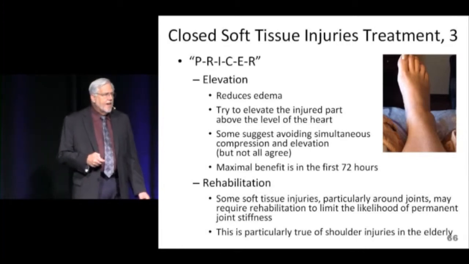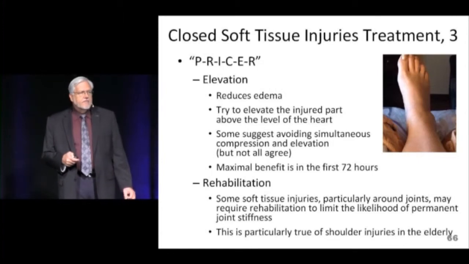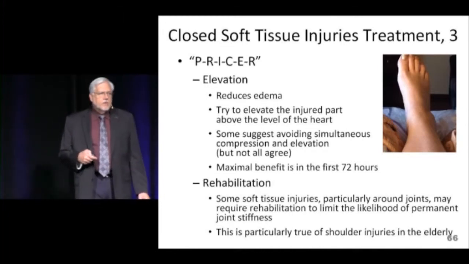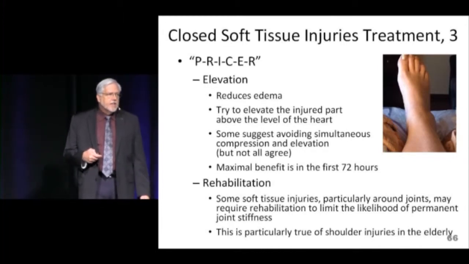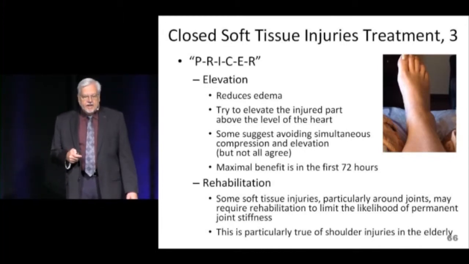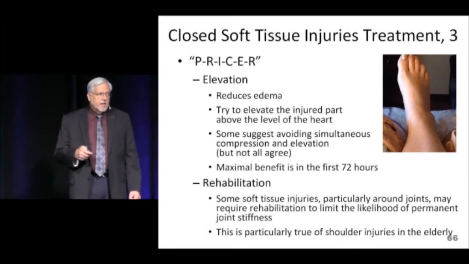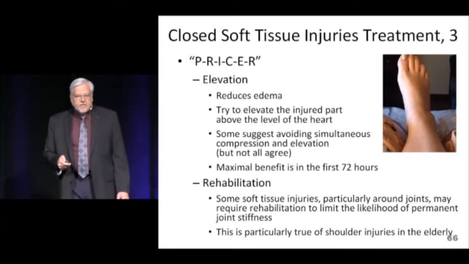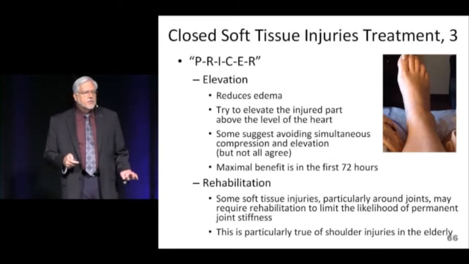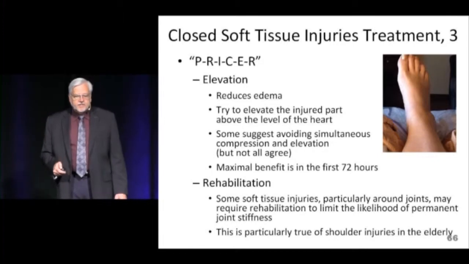And R for rehab. Certainly physical therapy, or being sent to a physical therapist, is very important. Particularly when the injury is around joints, we want to get the folks ambulating quickly, particularly in the issue of shoulders. Getting the shoulder working quickly is going to help in the long run. So those are important things to remember about soft tissue injuries.